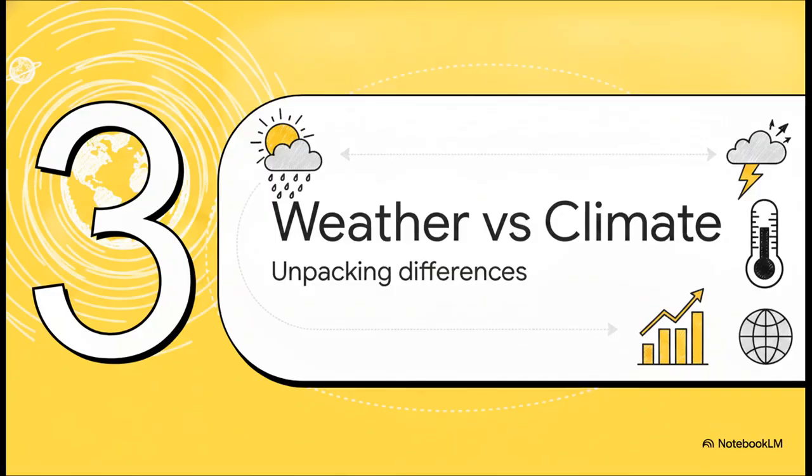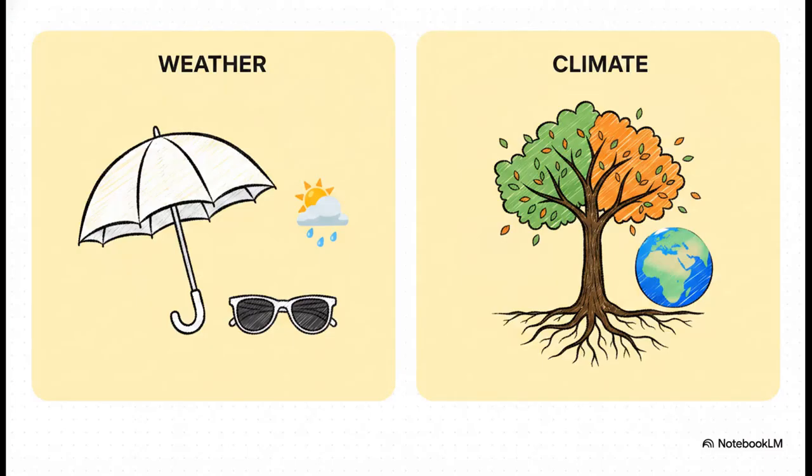Okay, Section 3. Weather versus climate, unpacking the differences. Having seen the massive scale of the atmosphere, let's zoom back in on how it actually affects our day-to-day lives. This is a super common point of confusion. People constantly use weather and climate interchangeably, but they operate on totally different timelines.